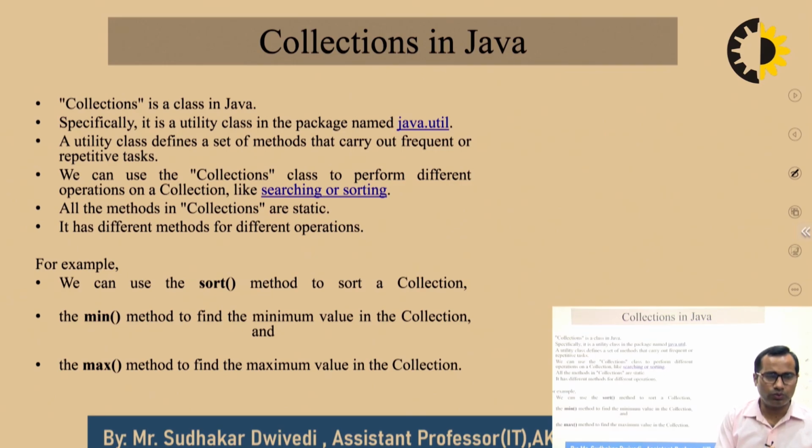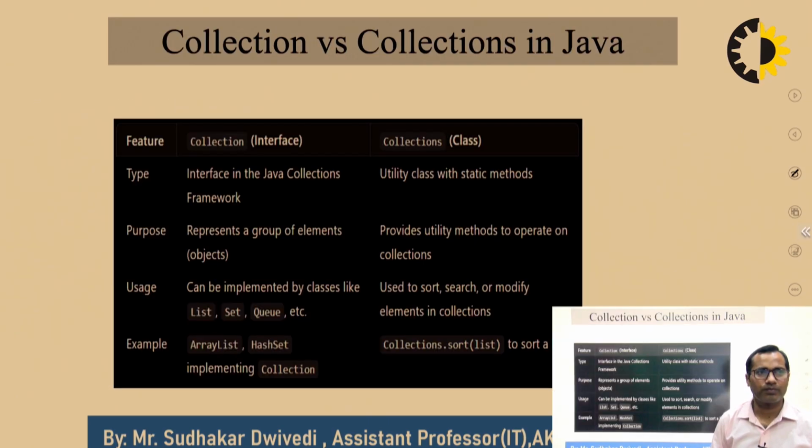There are two terms that are frequently used. One is Collection and another one is Collections. As I have told you, Collection is the root interface in the collection framework, and Collections is a class that provides the utility methods. So what is the difference? How can we differentiate the Collection interface and the Collections class?